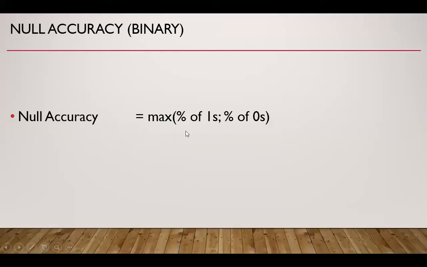For example, if we have an imbalanced classification problem, we have 70% of positives and only 30% are negative. So if our model, which is a useless model in fact, always predicts a positive class, then it will be correct 70% of time, because positive cases are 70% out of total cases. So this is null accuracy. It is very useful to assess the usefulness of model.